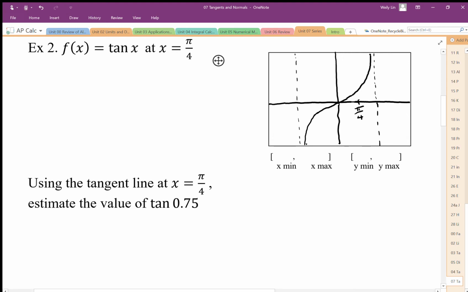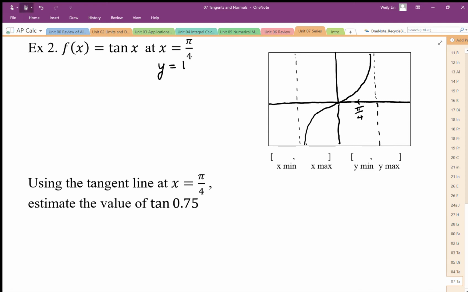So here we want to calculate the tangent line at x equals pi over 4. So we first need to calculate the y coordinate at that point, because we need a slope and x and y coordinate to calculate the equation of the line. So there's our y coordinate. Tan of pi over 4 is equal to 1.